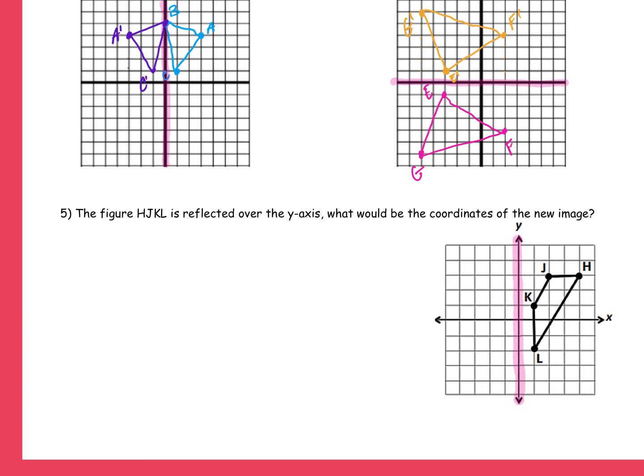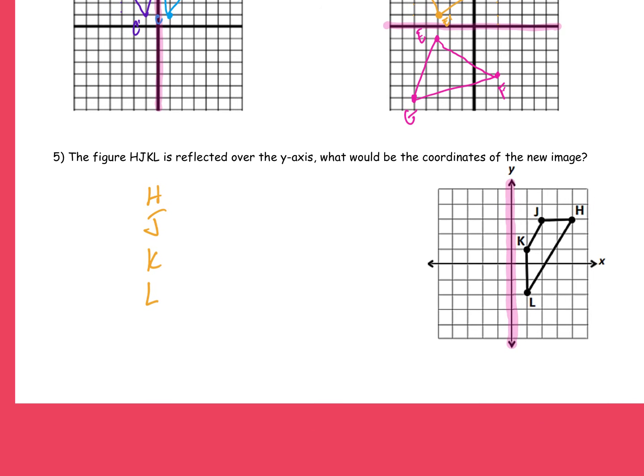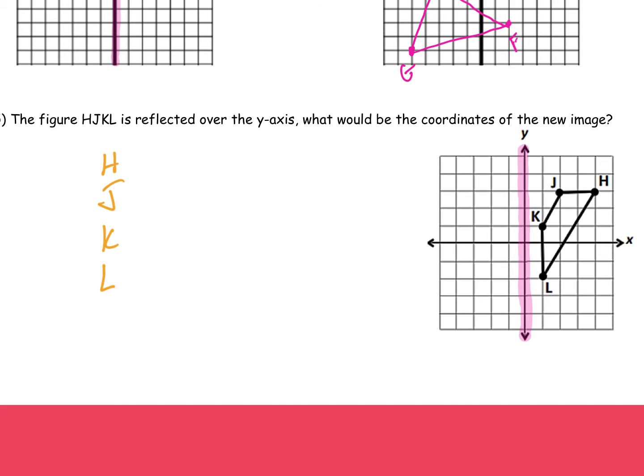What would be the coordinates of the new image? So now it just wants me to find the coordinates of the new image. So H, J, K, L. I want to try and write it in alphabetical order. Where is H at? You guys can look on your paper if you need to. You don't have to look up here. H is where? 4, 3. Great. After I reflect it, where will H prime be? Very good.